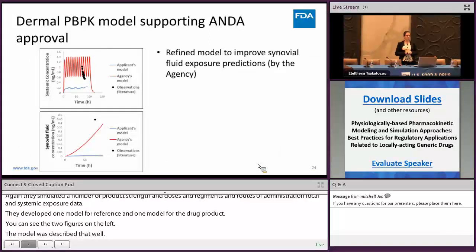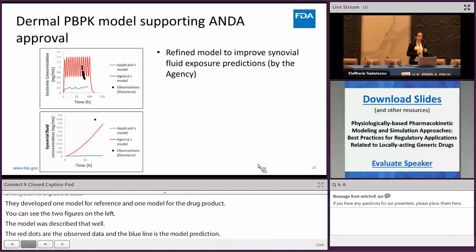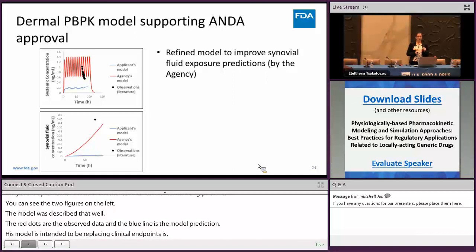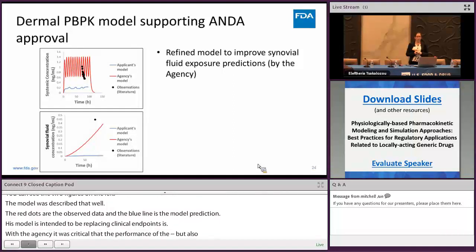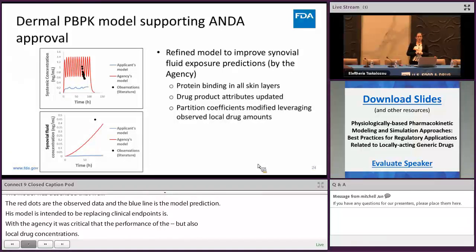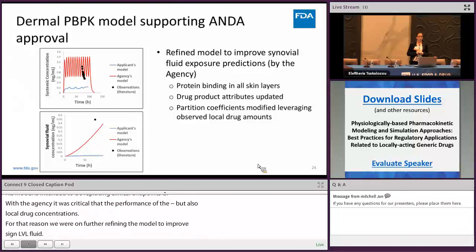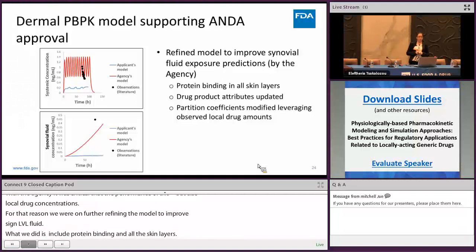Now, this model was intended to be replacing a clinical endpoint study. So for the agency, it was very critical that the performance of the model was adequate, not only describing systemic exposure, but also local drug concentrations. For that reason, we worked on further refining the model to improve the synovial fluid exposure. The synovial fluid is the presumed site of action for this drug. What we did is to include protein binding in all of the skin layers. We updated product attributes with internal data, and we optimized certain partition coefficients by leveraging observed local drug concentrations.